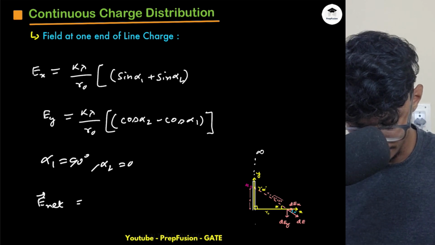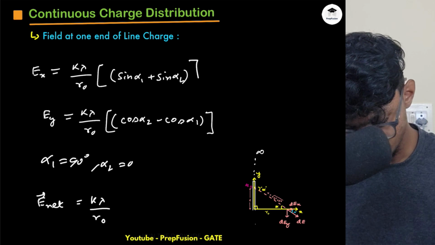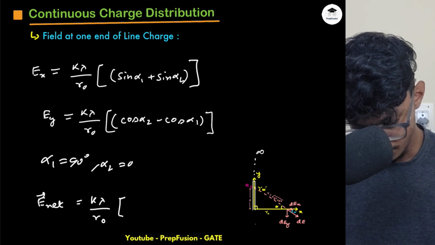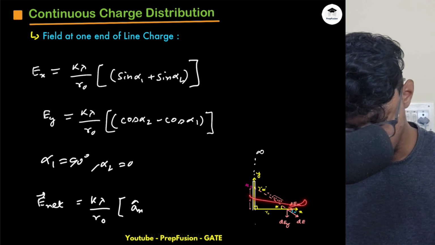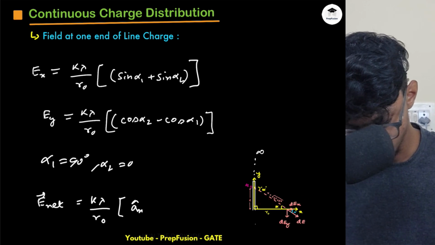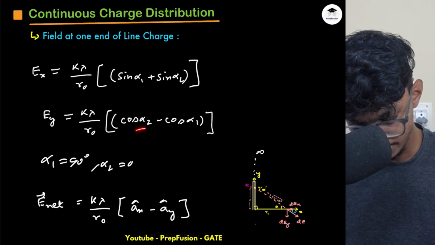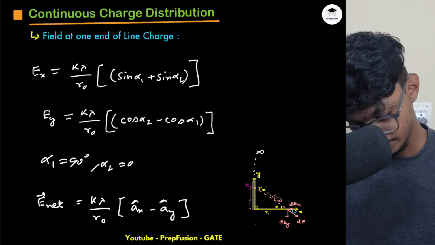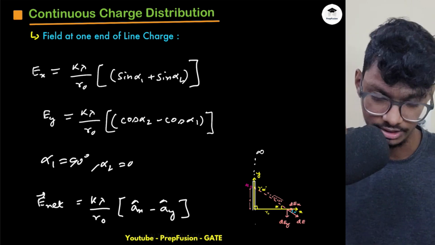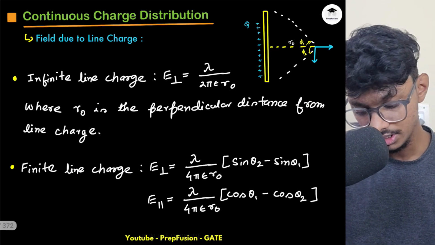So E net here becomes what? K lambda by r naught, simply ax cap, because this is outward, and this will be in the negative direction, right? So this will be minus ay cap. Magnitude I know, as one of the angles is 0 and this is 1, so this is 1 and this is 0, so this will be k lambda upon r naught, but pointing in the negative y direction. So that's the derivation, basically, for the electric field due to a line charge.